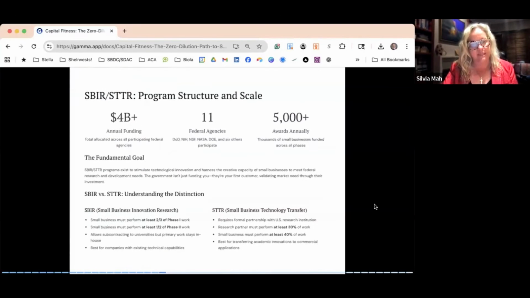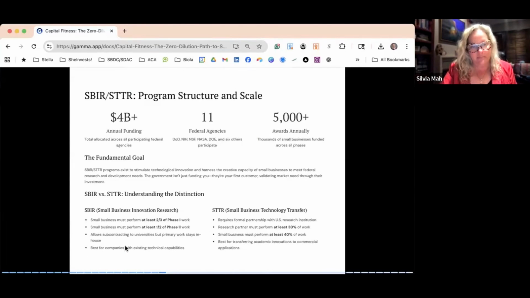So the program structure and scale is about $4 billion annually. There's 11 federal agencies, DOD, NIH, NSF, NASA, DOE, that's the Department of Defense, and Department of Energy, and 6 others that participate in all of this. So when you're doing research, you have to see, do I align to any of these? There are 5,000 plus awards annually, so thousands of small businesses get funded across all phases.